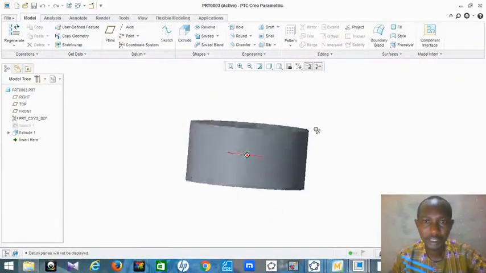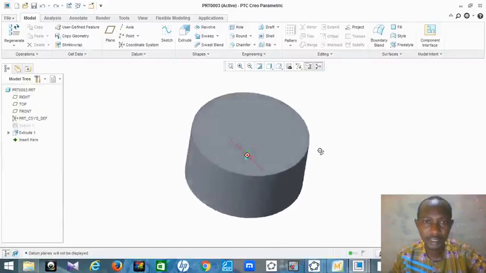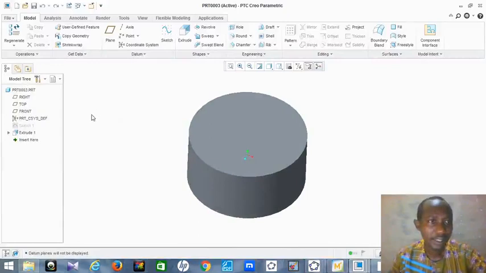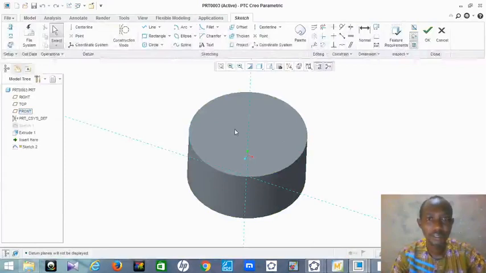You can see this is a cylinder. If I remove 1/3 out like this, just watch what I'm going to show you now. I remove 1/3 out like this.